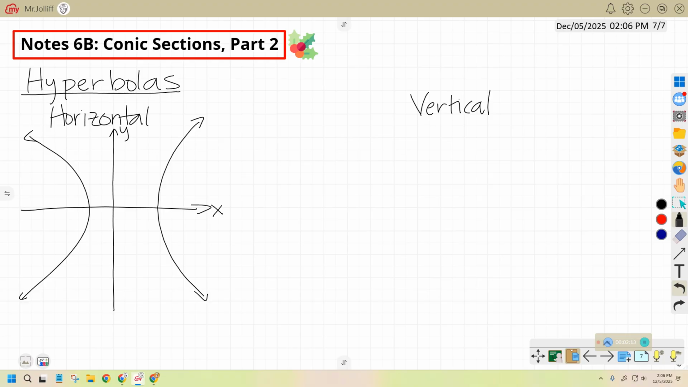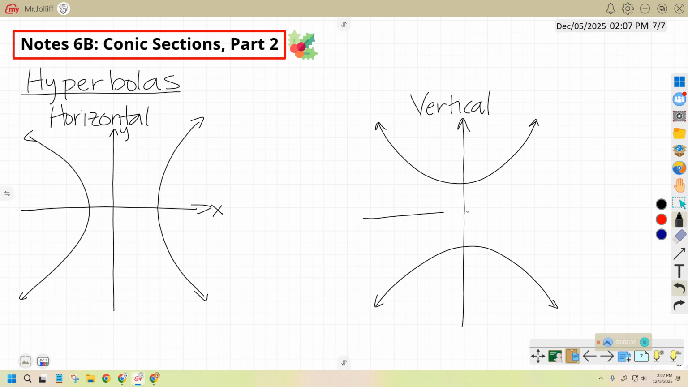And then vertical is the other way. So it's going to come like this. And again, please don't judge me. I majored in math and physics and not art for a reason. I know I can't draw.